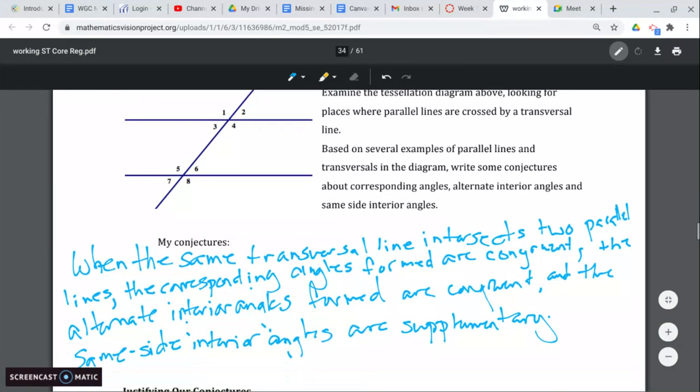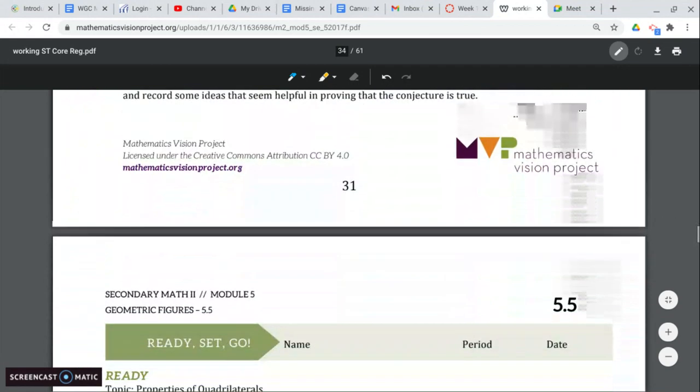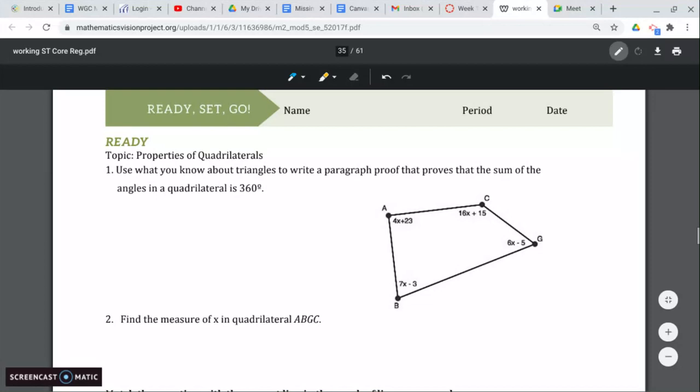So when the transversal line intersects two parallel lines, the corresponding angles formed are congruent. Alternate interior angles formed are congruent. Same side interior angles are supplementary. Same side exterior are supplementary. And alternate exterior are congruent. So just a few things there that will help you later.